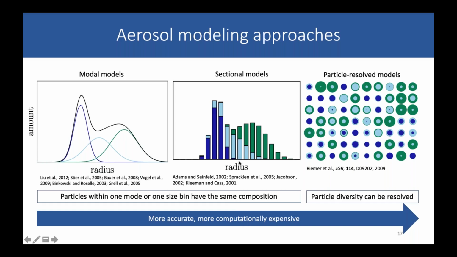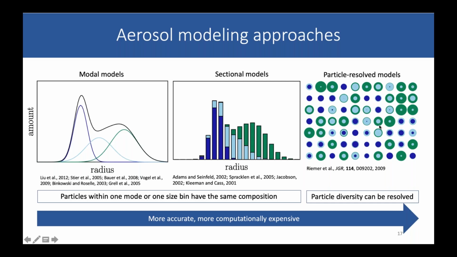So what we assume here is that within each size range, if this is size and this is the amount or the number concentration of particles, we assume in each size range the particles look all the same. And from the real measurements that Andy has shown before, we know this is not true, right? To replicate this more realistically, we could use more sophisticated modeling approaches that are also computationally more expensive.